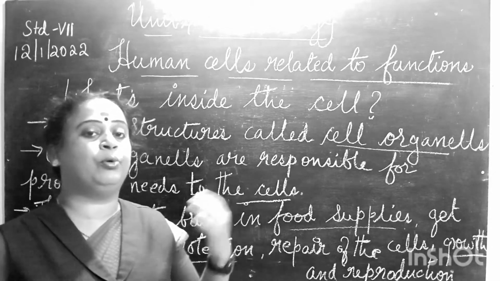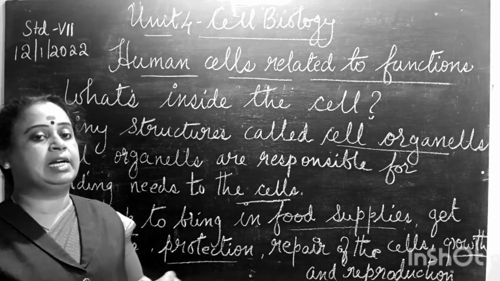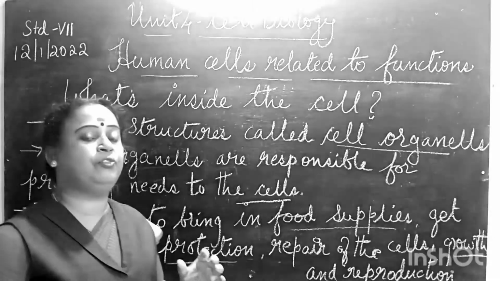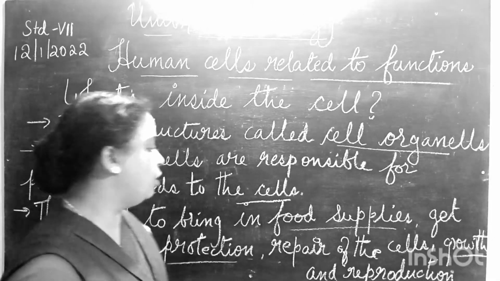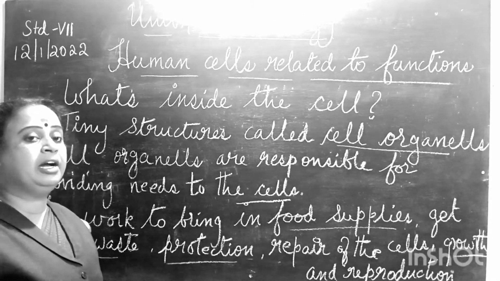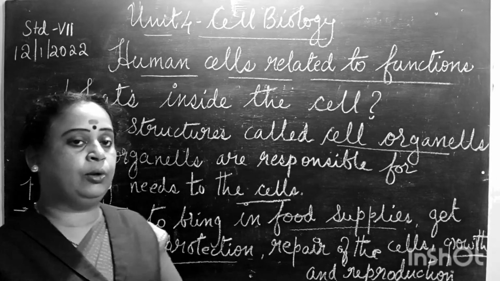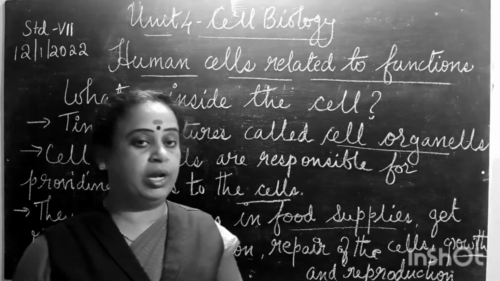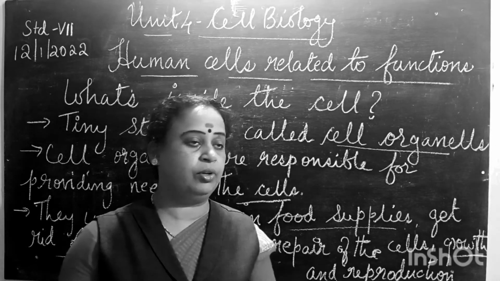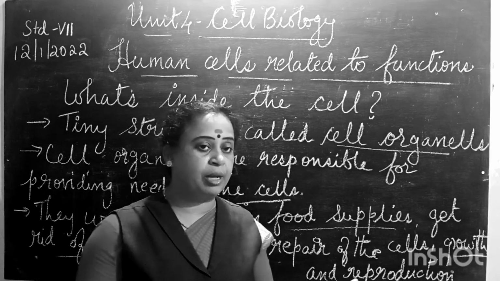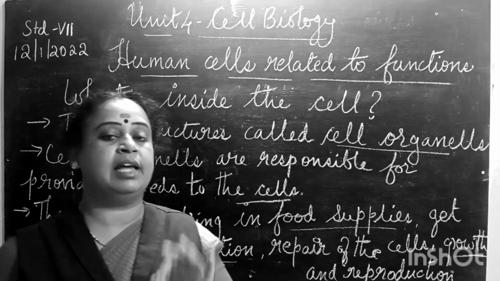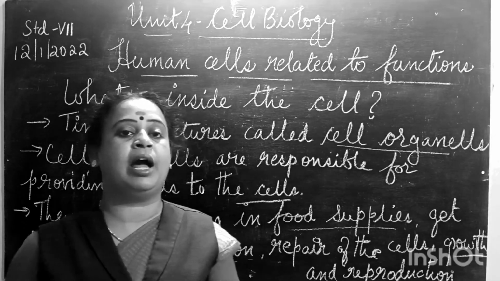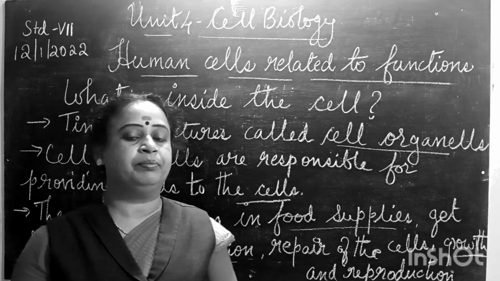The cell will be programmed to death. That is cell death, or programmed cell death. Understanding? So these cell organelles should perform their specific functions, their roles, properly, correctly and accurately. Only then can the cell as a whole do its function. If any of these cell organelles are not working properly, then definitely the cell will die. The cell will be programmed to death. So that is programmed cell death. Understanding? Got it?